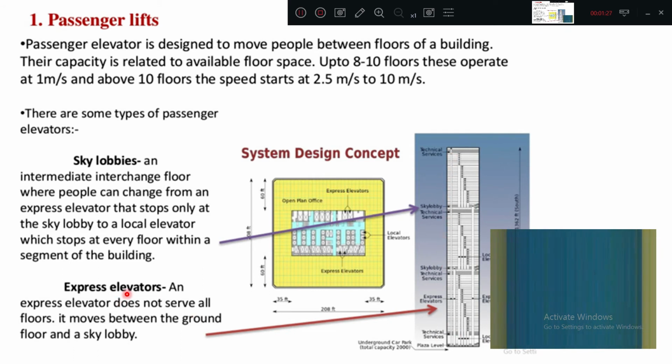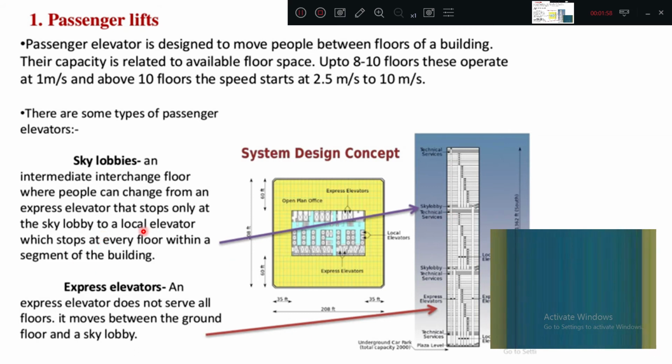If you see this one, express elevator. An express elevator does not serve all floors. It moves between the ground floor and the sky lobby. It means wherever sky lobbies are there, only there it will stop. Sky lobbies are intermediate interchange floors. It is a floor where, from an express elevator that stops only at the sky lobby, means the sky lobby is a platform. Only there it will stop.